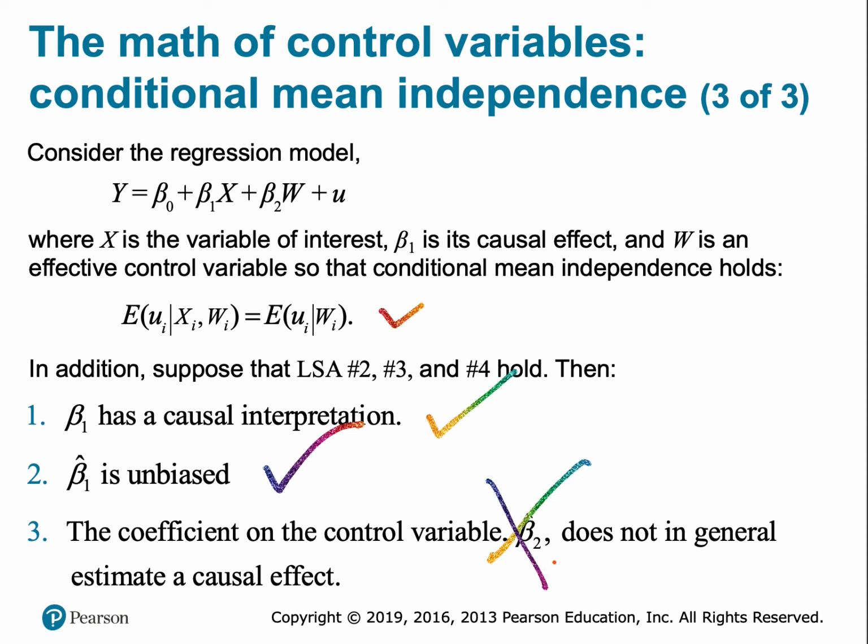We are just using w to eliminate the omitted variable bias that's occurring for x. That's all that we're doing, and what we're showing here is that if this math holds, then beta 1 will have a causal interpretation and beta 1 hat is unbiased.